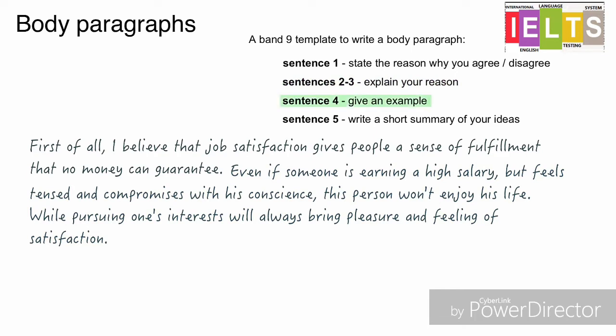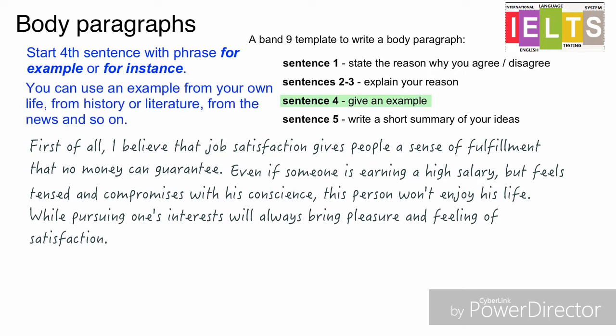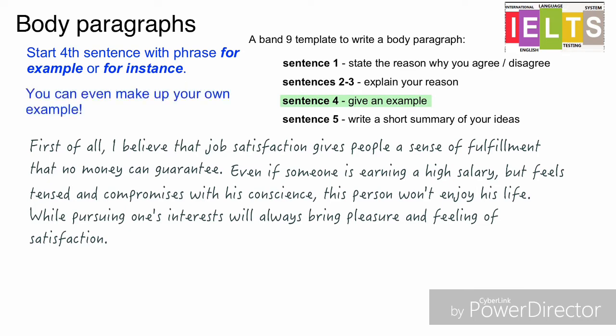Move on to sentence 4. In sentence 4, you should give an example to support your opinion. Start this sentence with the phrase, for example, or for instance. You can use an example from your own life, from history or literature, from the news, and so on. You can even make up your own example. If you don't have enough time to think of an example, it's totally okay to use your imagination and make up a story. But be aware that you should create a logical example. Don't make up some nonsense.